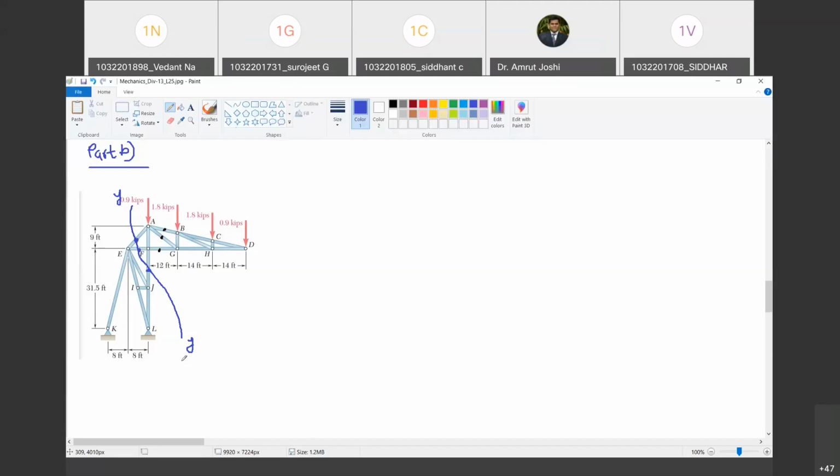We will go for method of joints when forces in all the members are required. We will go for method of sections when selectively we have to find out forces in a few of the members. This is the second point of differentiation. Are you with me? Yes, sir.